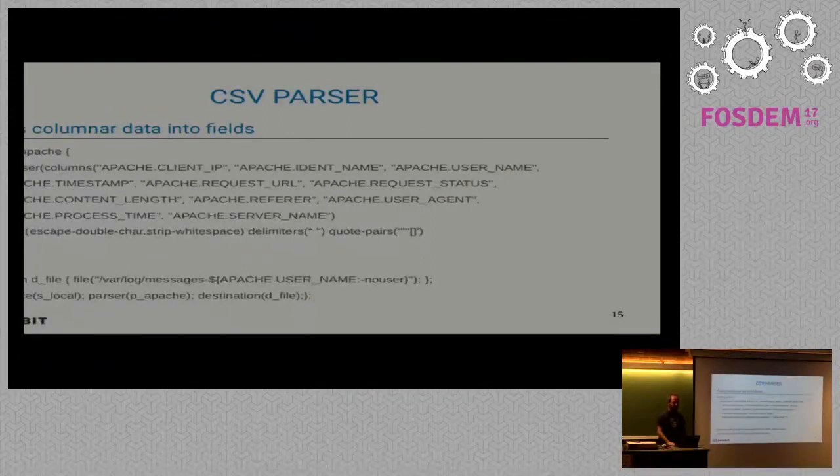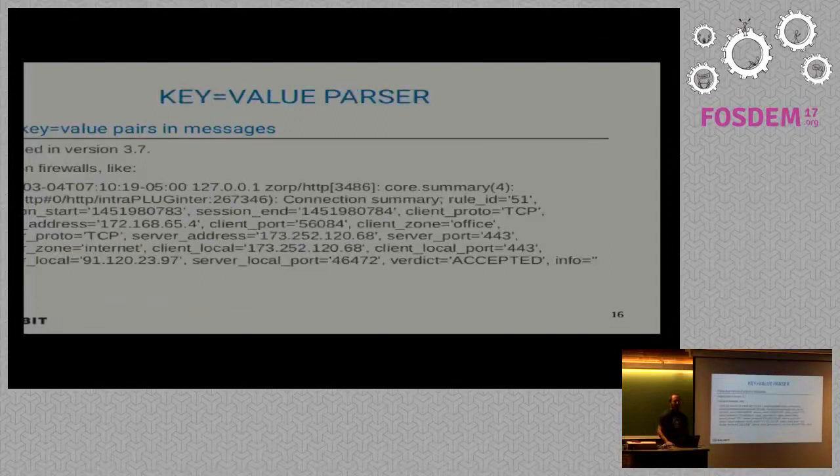CSV parser can parse columnar data into fields. The most popular example is Apache access log. In this configuration snippet, you can see the column numbers, and if you take a look here at the bottom of the screen, you will see that the username is used in a file name template. So each user has its own log file in this case.